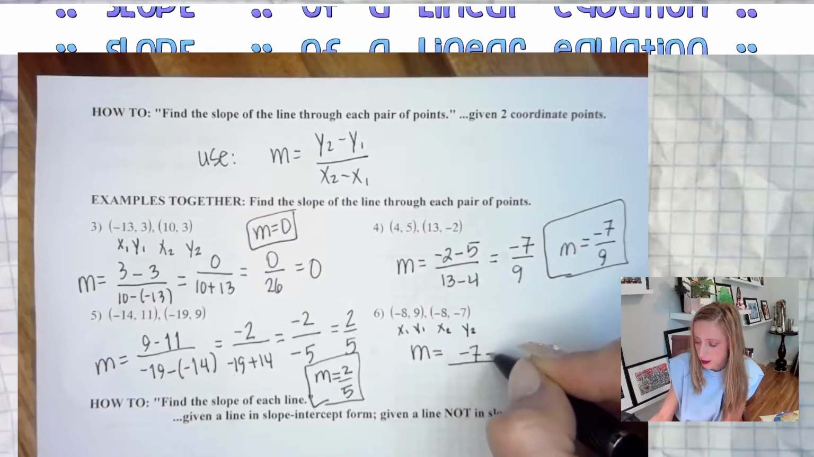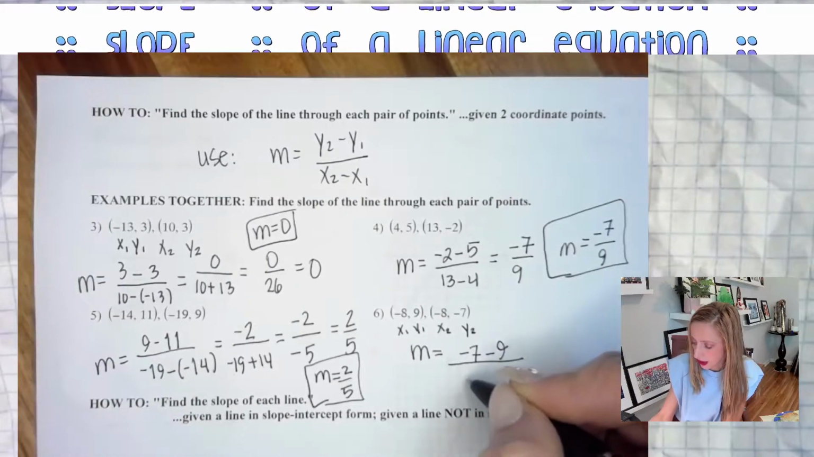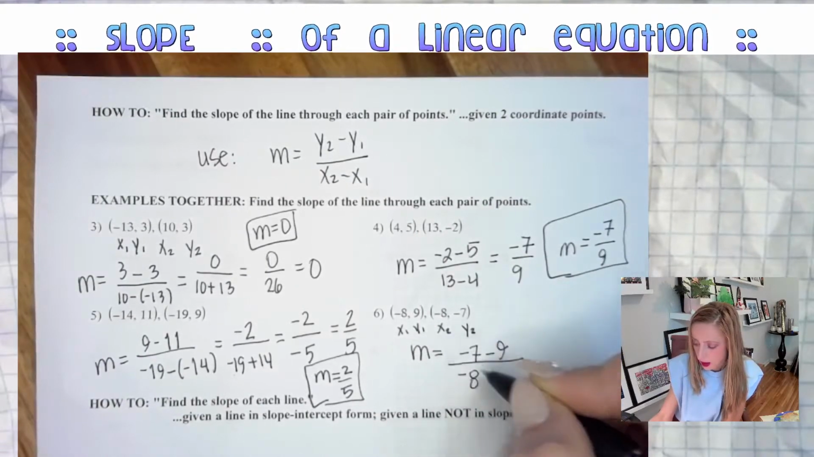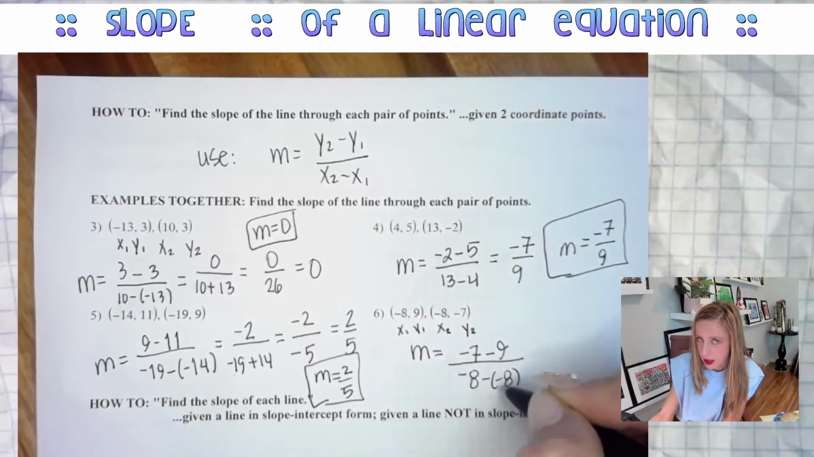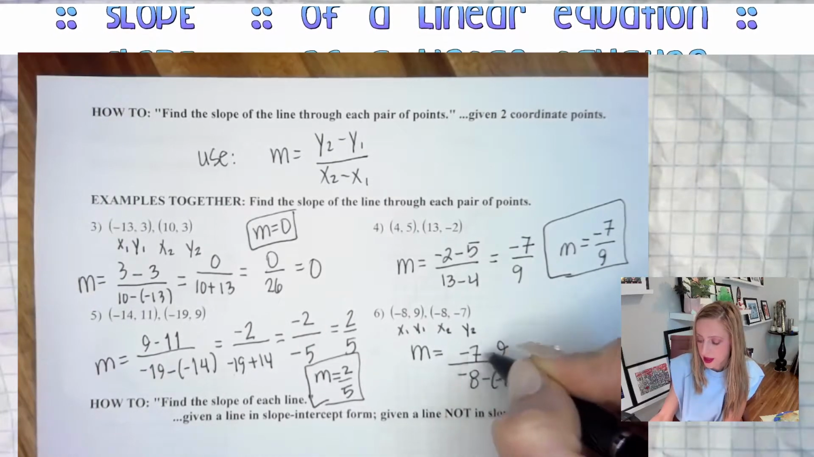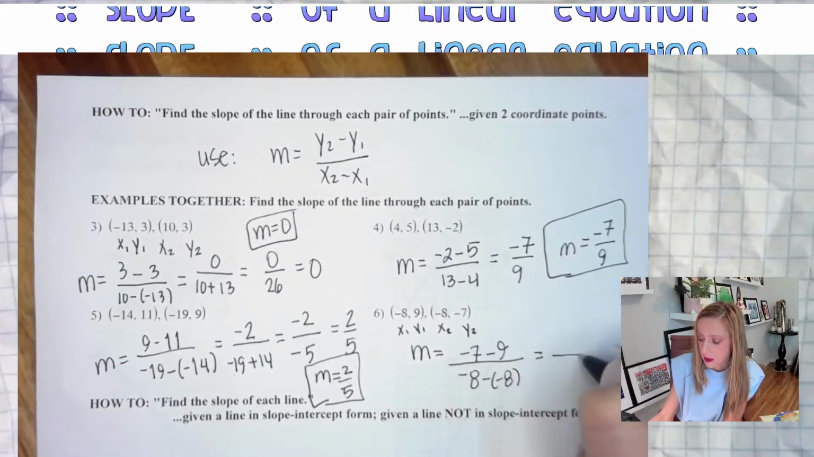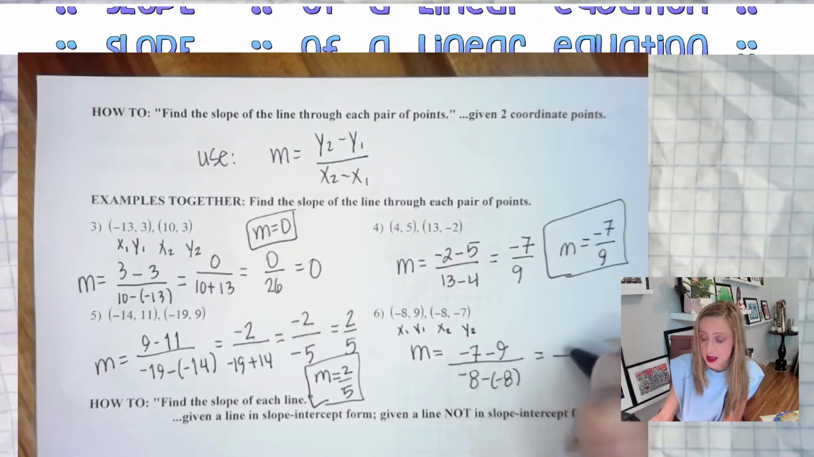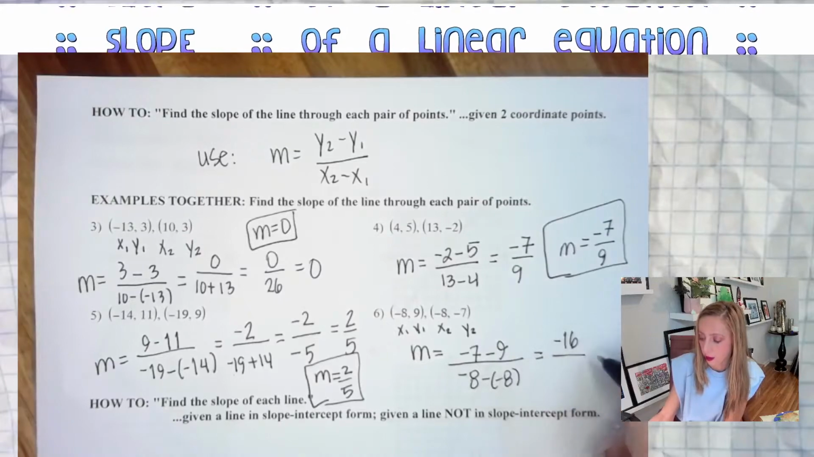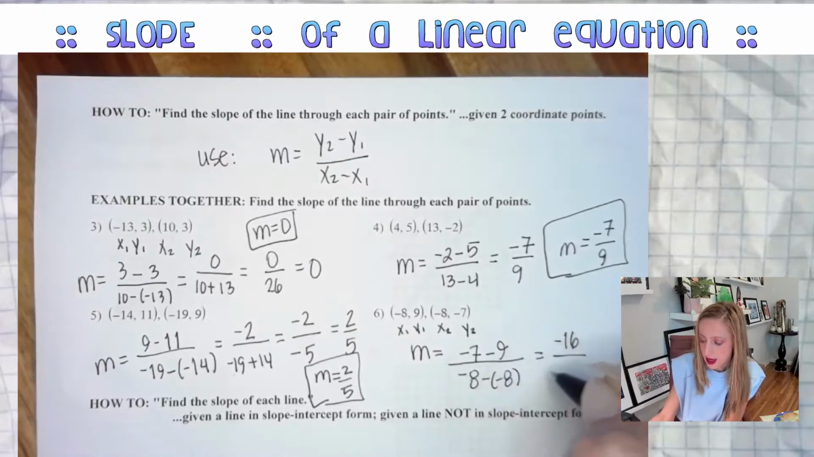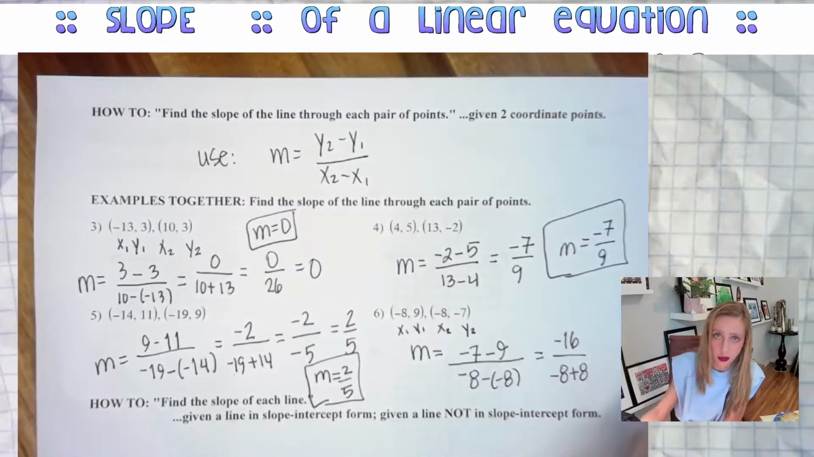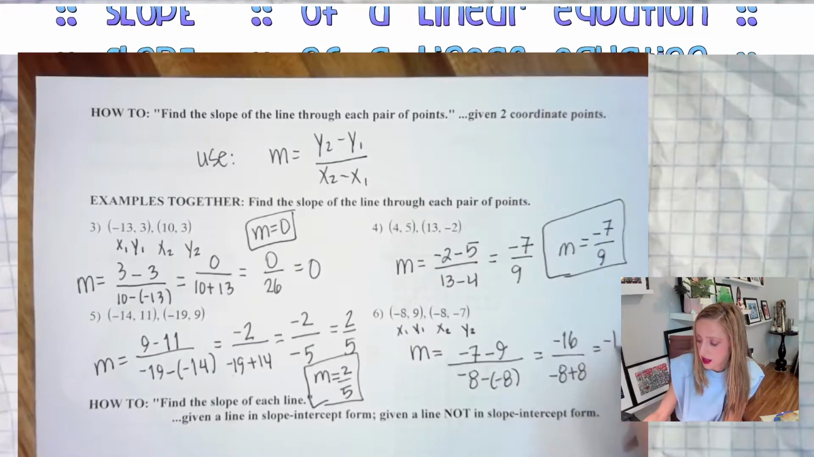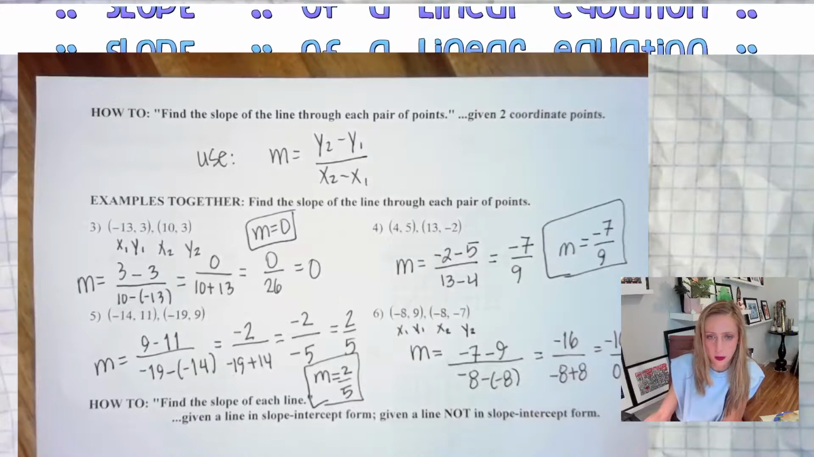Negative 7 minus 9 over negative 8 minus negative 8. Minus negative means plus. Same sign, find sum, keep same sign. That's going to make 16, but keep it negative. Minus a negative is plus, but negative 8 plus 8, it's like you had a hole and you filled in the hole. So it's negative 16 over 0.